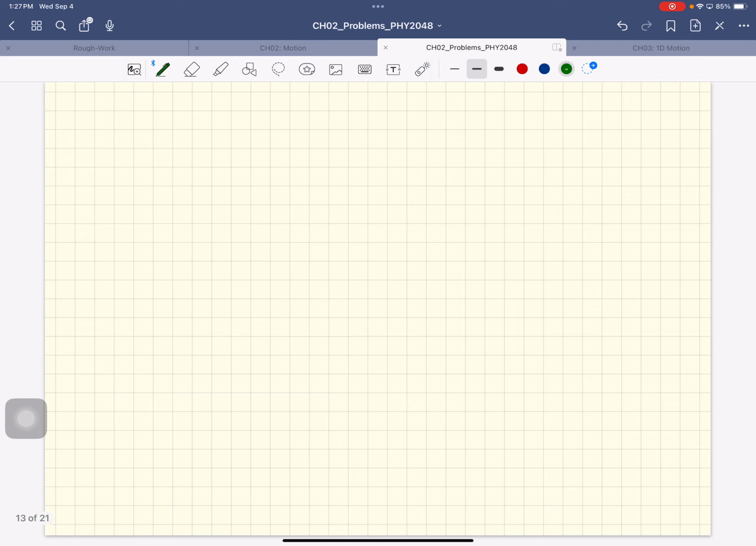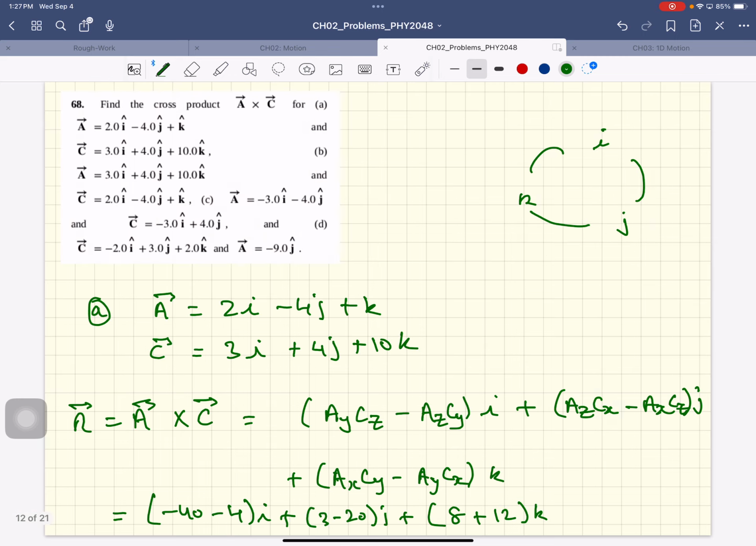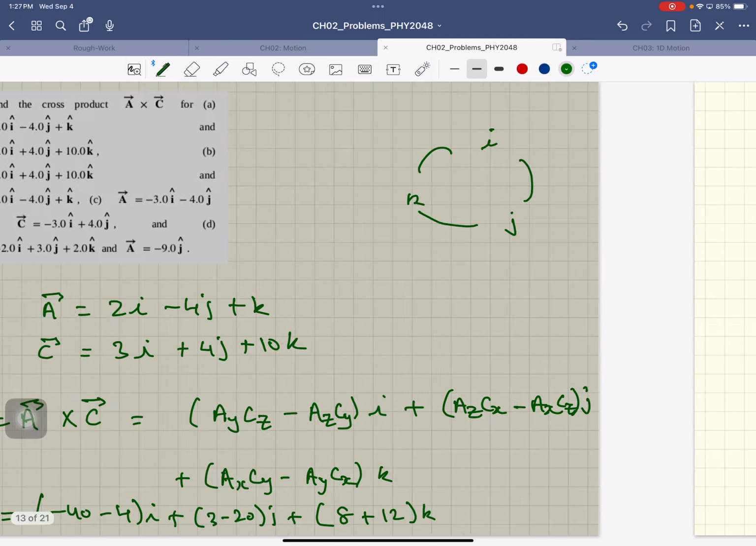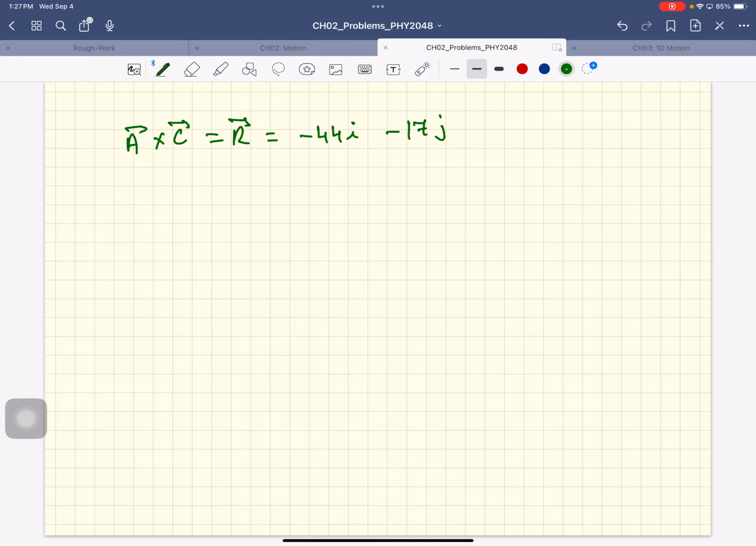So the cross product, which we gave the name R for the resultant vector, is minus 44I minus 17J plus 20K. All right. So if you wanted a challenging problem, you could go home and verify this. You can check this formula.